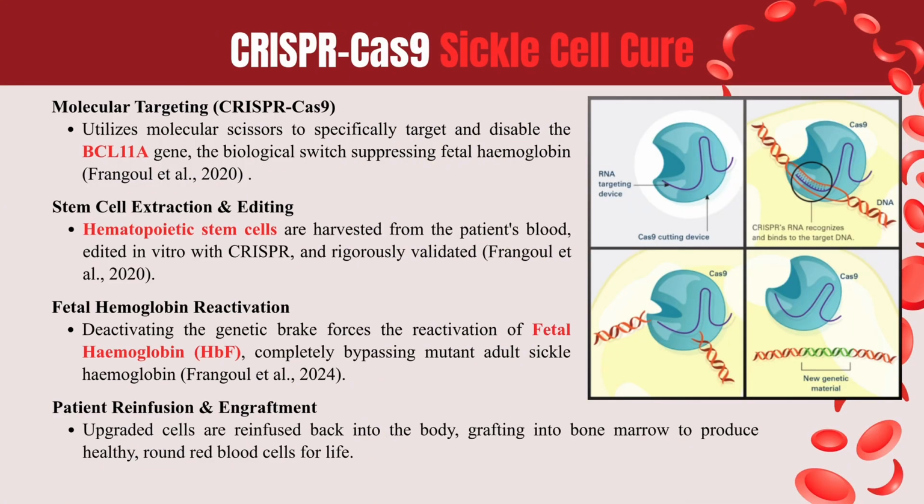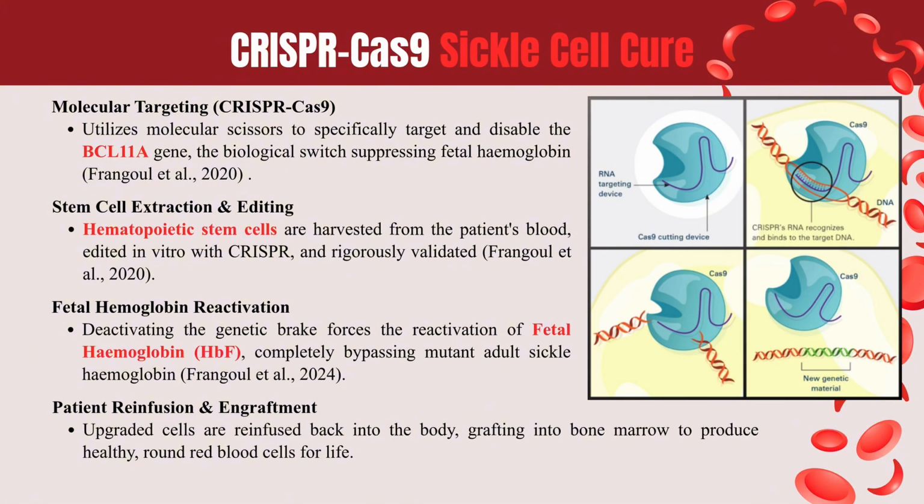Imagine a molecular pair of scissors capable of rewriting genetic typos. That is CRISPR-Cas9. In our project, we use this groundbreaking technology to tackle sickle cell disease right at its cellular source, permanently correcting the mutation that causes red blood cells to rupture and collapse. The process begins by harvesting hematopoietic stem cells directly from the patient's blood. In the lab, we introduce the CRISPR machinery.